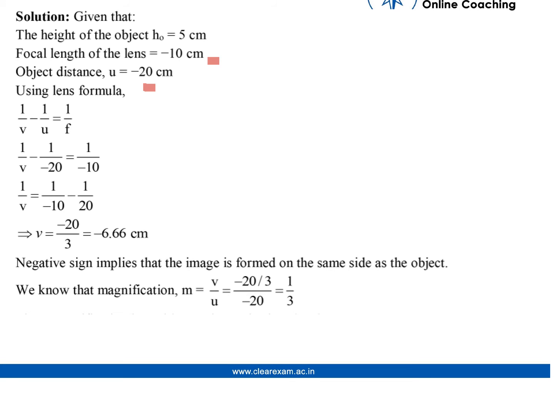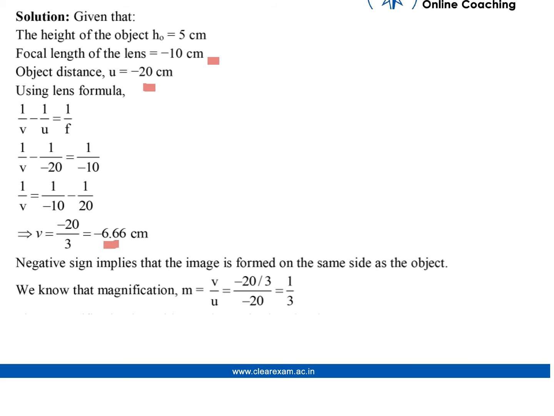On putting u as minus 20 and f as minus 10, you will get the value of v as minus 6.66 centimeter, which is a negative value. The negative value shows that the image is formed on the same side as the object.